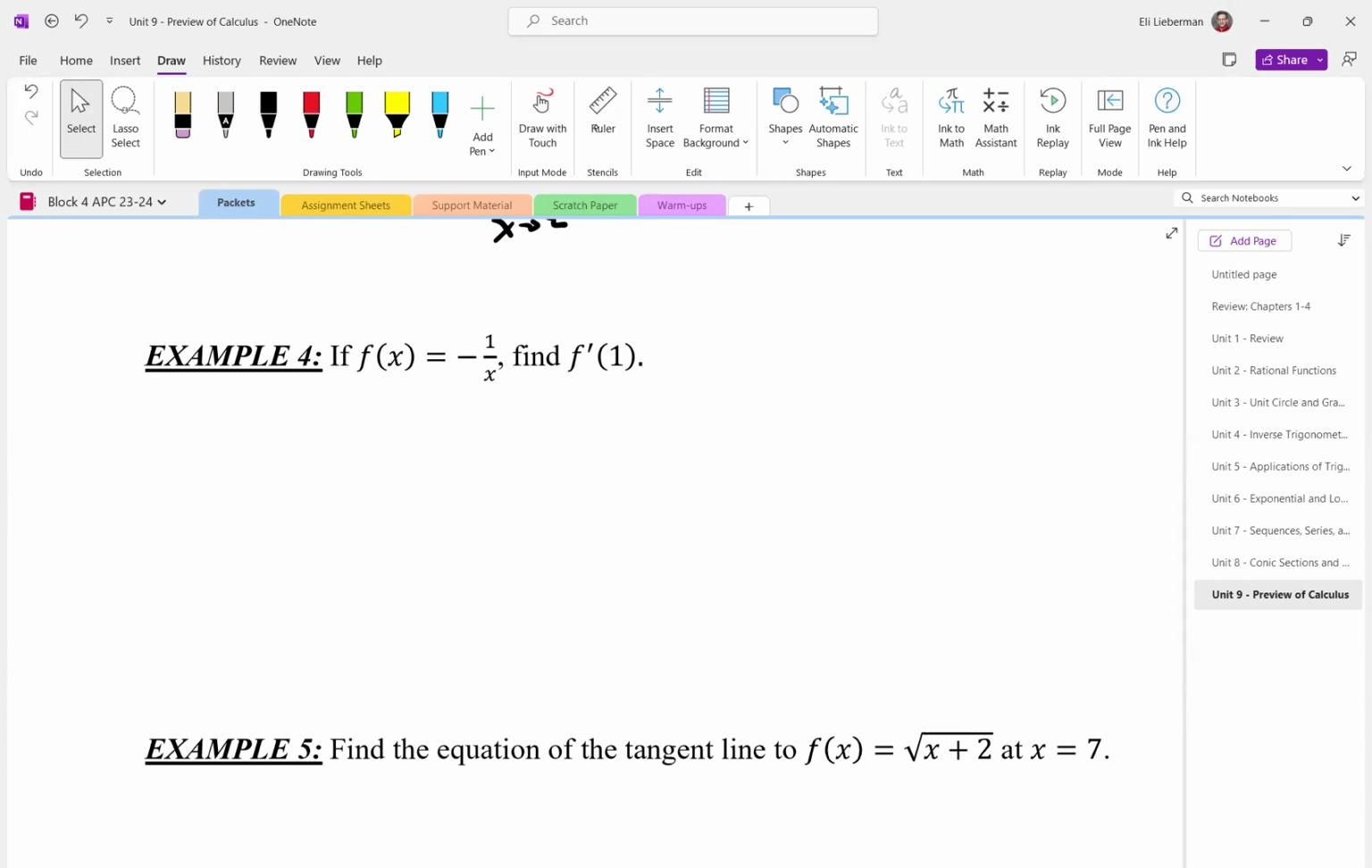Does anyone already finish example 4? I want to talk about this in about 30 seconds, though. I will be calling on one helper.